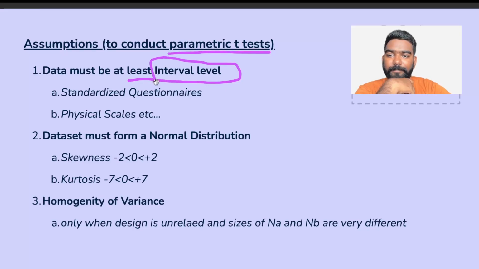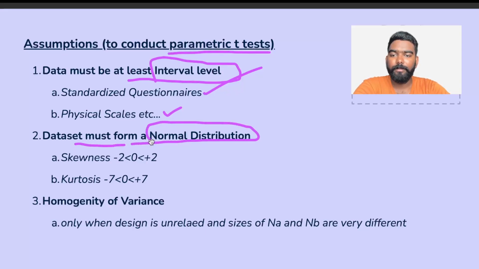You might already know the levels of measurement: nominal, ordinal, interval, and ratio, and our data must be at least interval level. If you are using standardized questionnaires which are published or well used in the literature, then you can safely treat your data as interval level. And physical scales, for example height, weight, income, can all be treated as interval level. And the data set must form a normal distribution. Usually whenever we would like to perform parametric tests, we check whether our data set forms a normal distribution or not. The acceptable values.